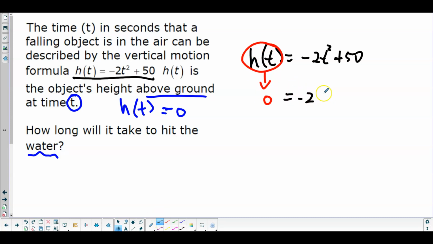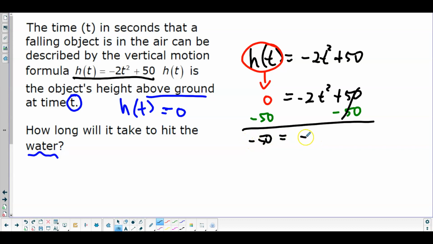Now we're going to solve the rest of the equation for t. I would add 50, but this one already says adding 50, so let's do the inverse. We're going to subtract 50. That gets rid of that 50 over there, and we'll have negative 50 over here. But then we already have a negative 2t squared, so the next step is to divide by negative 2. Because I'm dividing a negative by a negative, I'll get a positive t squared on the right, and over here we're going to get a positive 25.